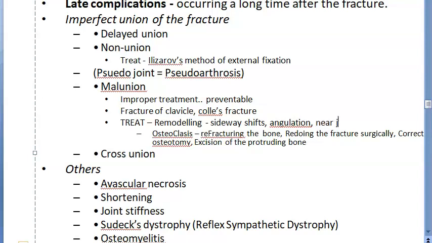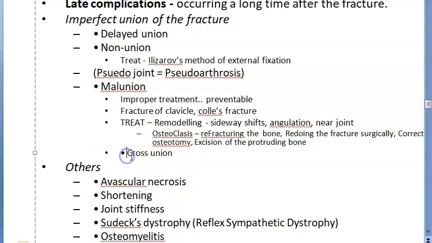Okay. Then, what is cross union? Let's cover this cross union. It's a special type of malunion itself. Cross union is a special type of malunion which occurs in fractures of the forearm bones. Only the forearm they are talking about. So, two bones unite with each other. You can see in the forearm, two bones unite with each other.